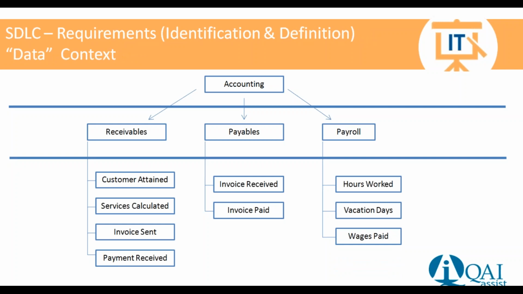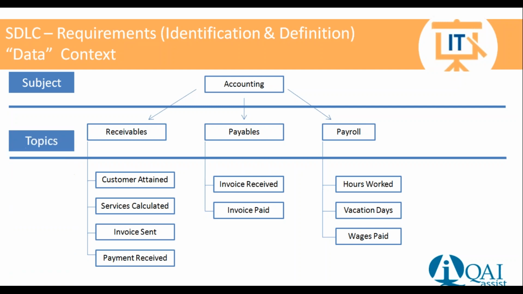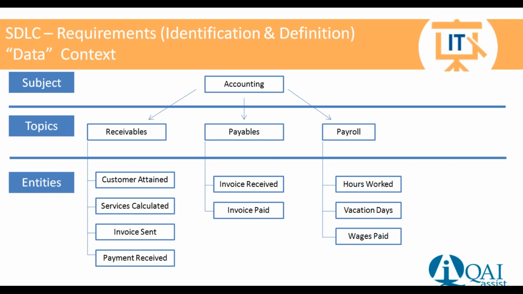So when we're talking about it from a data perspective, we're going to have data associated at the accounting level, at a very high level. And we're going to call that data subject. As we break down the data into smaller pieces, we are going to call this topic. So in this case, it would be receivables, payables, and payroll. So there's going to be data associated with receivables, payables, and payroll. And we know within each of the topics, we are going to be able to break that data down further. And we're going to call this the entities. So there's going to be entities within these topics.